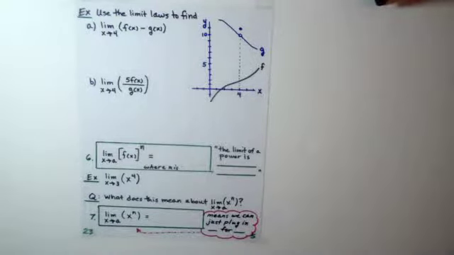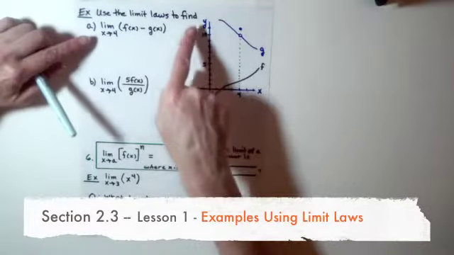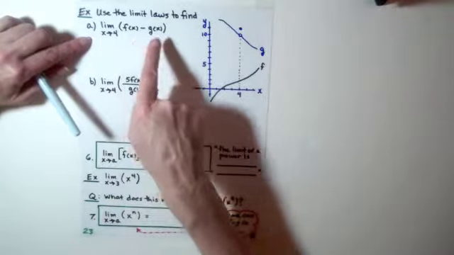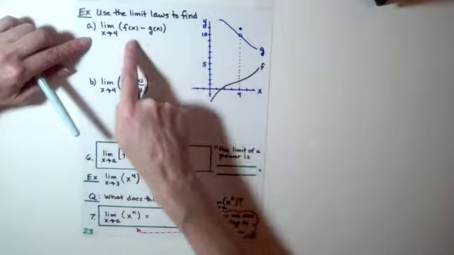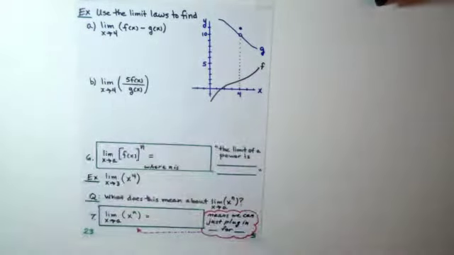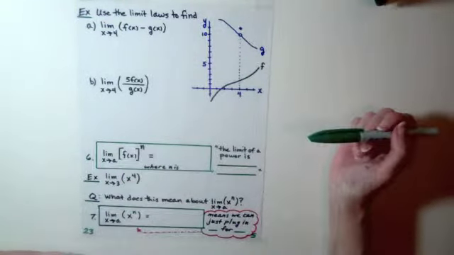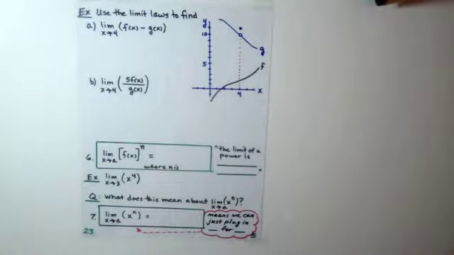So let's go ahead and look at this example. It will ask us to use our limit laws. We're going to use the limit laws to find the limit as x approaches 4 of f of x minus g of x. But in this case, instead of being given an expression for f of x and for g of x, we're given the graphs. And you can see over here on the right, this is the graph of f of x. It's graphed in black. And here's the graph of y equal g of x. That is graphed in blue.